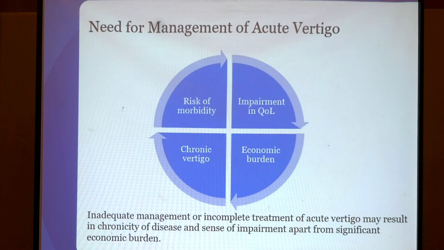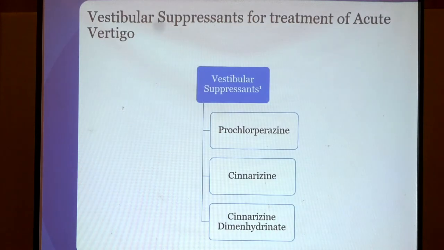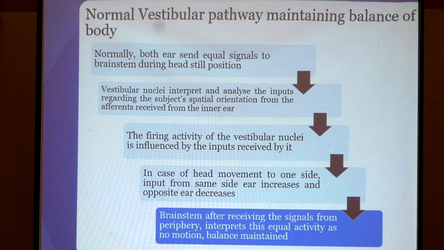So, the need for management is because of the risk of morbidity, impairment of quality of life, chronic vertigo, and economic burden. Inadequate management or incomplete treatment of acute vertigo may result in chronicity of the disease and a sense of impairment, apart from significant economic burden. So, what are the things that we use? The vestibular suppressants for treatment of acute vertigo. It could be a vestibular suppressant like prochlorperazine, cinnarizine or cinnarizine-dimenhydrinate.